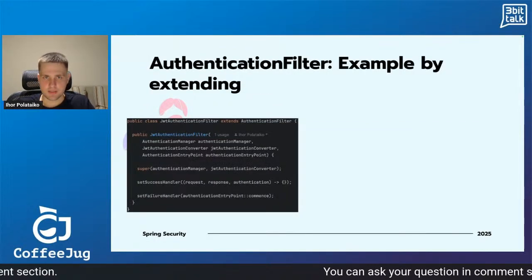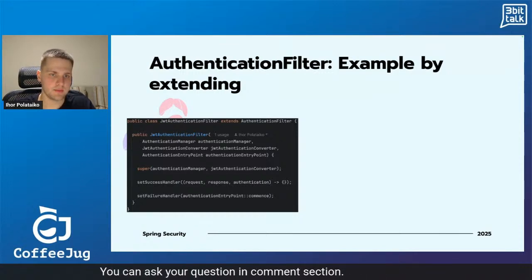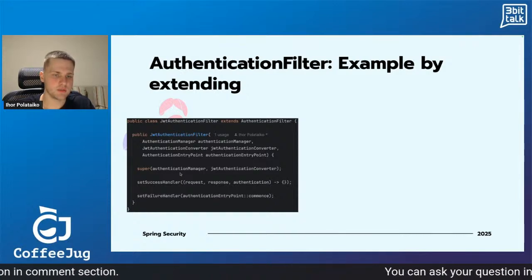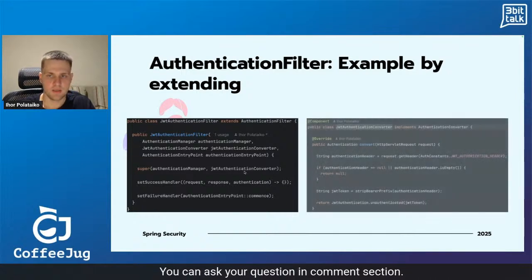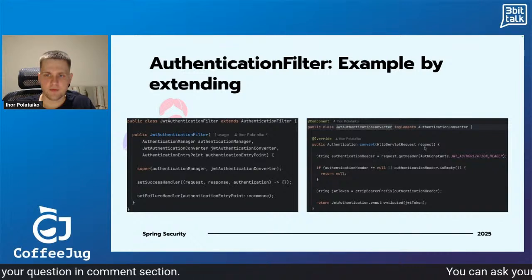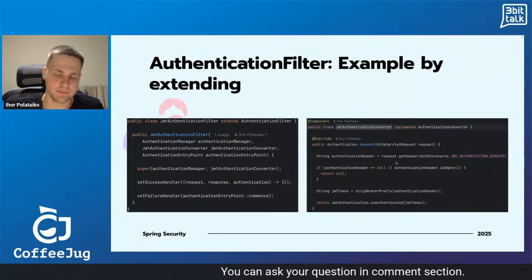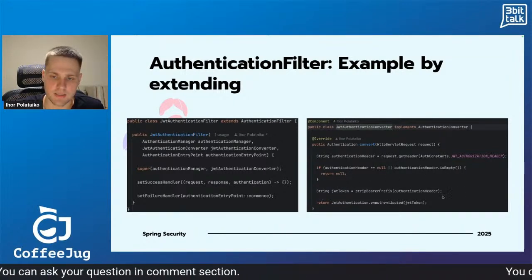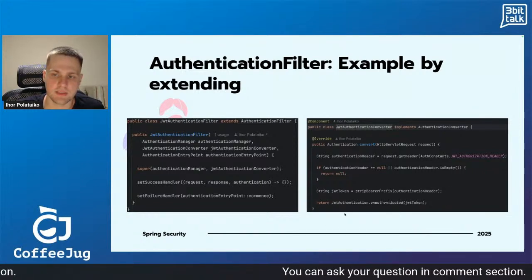So there are two ways to leverage authentication filter. First of them is by extending it. So you can extend the authentication filter and then you can pass to the superclass the implementation of authentication manager and also the implementation of authentication converter, which looks sort of similar. Yeah, in my case, I'm fetching the credentials data from the headers, and I'm checking if this header is empty, I'm returning null. Otherwise, I'm stripping the prefix and I'm returning an instance of unauthenticated authentication.